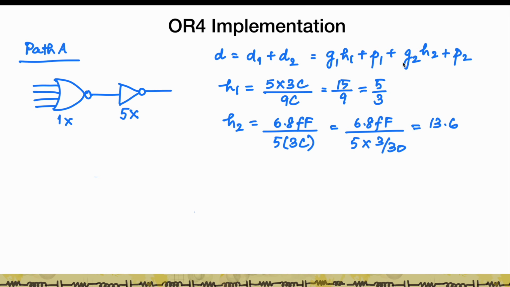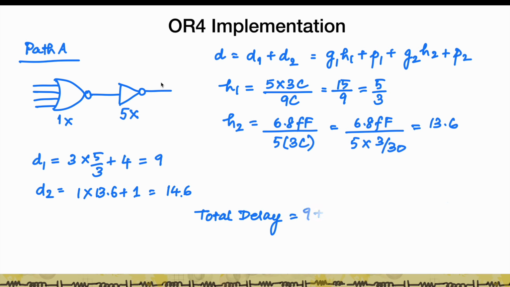Now I know G's and P's, so I can quickly now do the D1. So my D1 is 3 times 5 by 3 plus 4, which is 9. D2 is 14.6. So this stage is the slower of the two. Also, you see, here I'm not doing any minimization, so the delays are not matched. The delay of this stage is smaller than the delay of this stage, and my total delay therefore works out to 23.6. Right? So this is the path delay of path A.